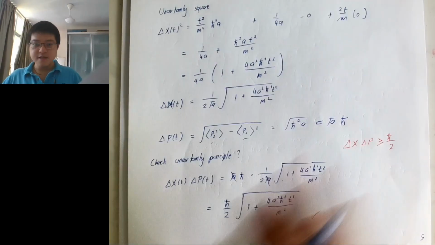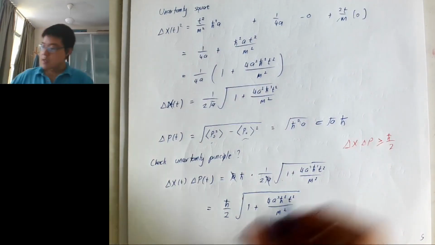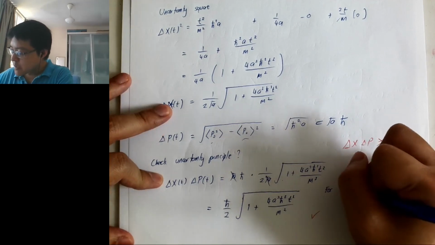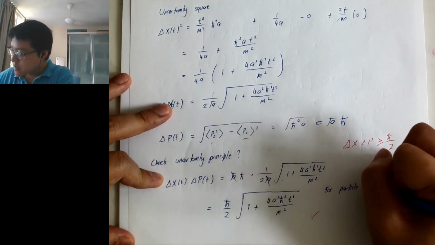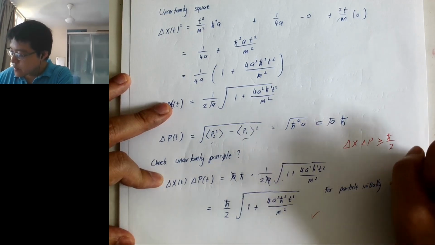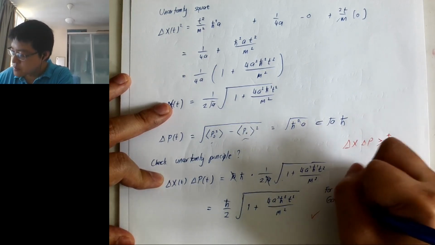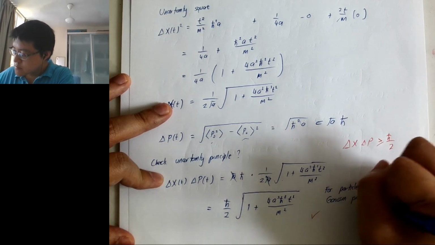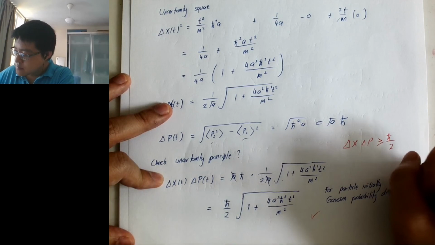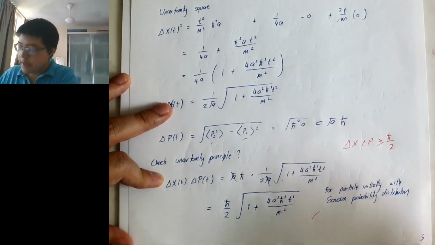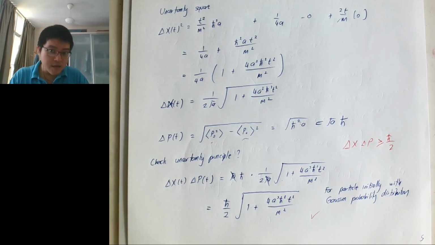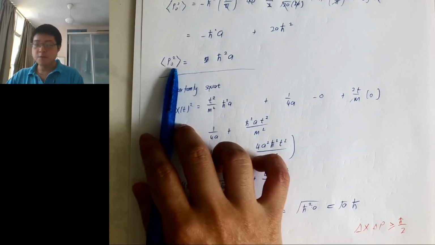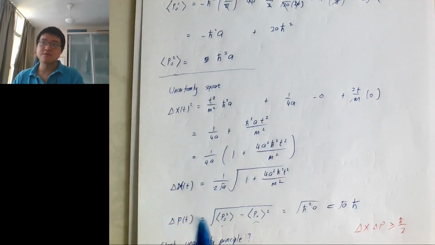So this is page 5. We have found this uncertainty. This was for a particle initially with a Gaussian probability distribution. And if you start with some other probability distribution, then your results might be different, because we calculated this using the exponential and then we got this result. So if it's some other function, then you will get some other answers over here.